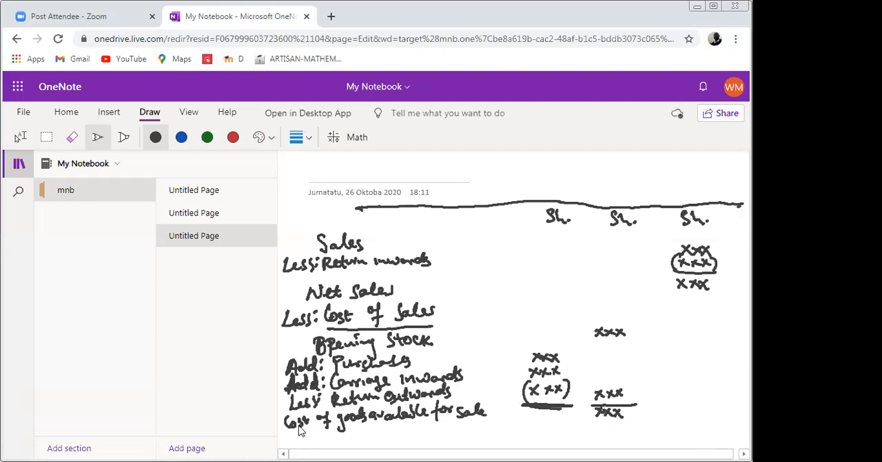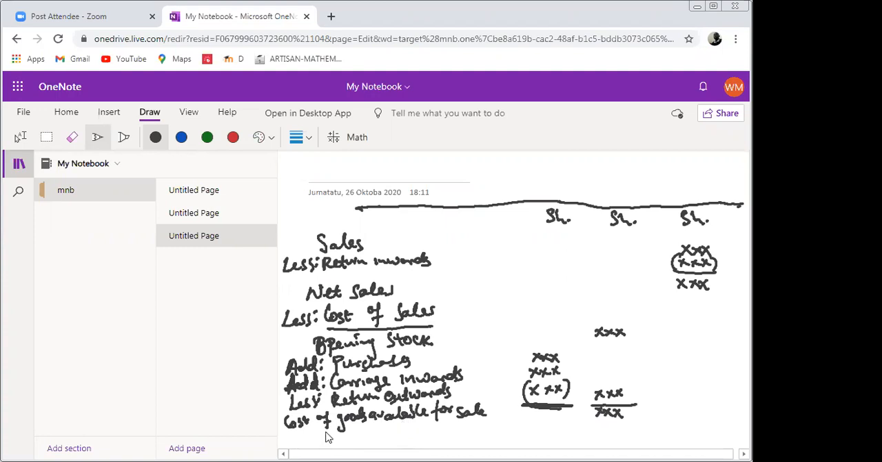It will give you the value of all the goods that are available for sale. And remember, here we are talking about the cost. When we refer to the cost here, we mean the buying cost. So if this is the cost of the goods that are available for sale, you will realize that at the end of the financial period, not everything was sold.